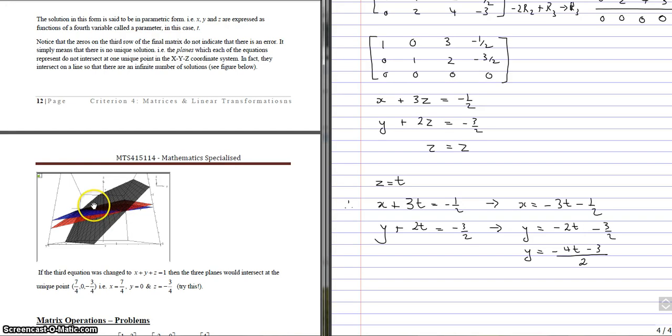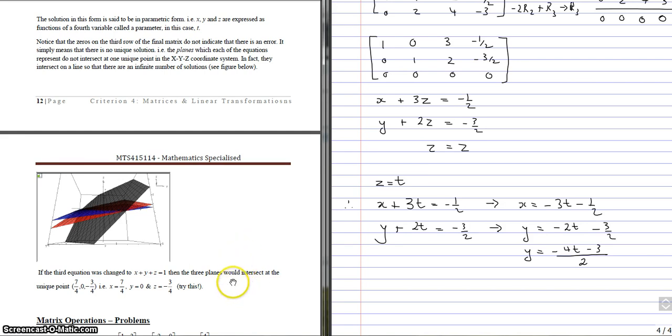Okay, so that's really interesting. So that's where we say that z might take on a particular number, which will correspond to a value of z in the coordinate system, and then we can find our corresponding value for x and y along that line. Okay, I hope that makes sense. Note here, if the third equation was changed to x plus y plus z equals 1, then the 3 planes would intersect at a unique point, and we would get specific values for x, y, and z. Okay, it might be worthwhile just trying that out.